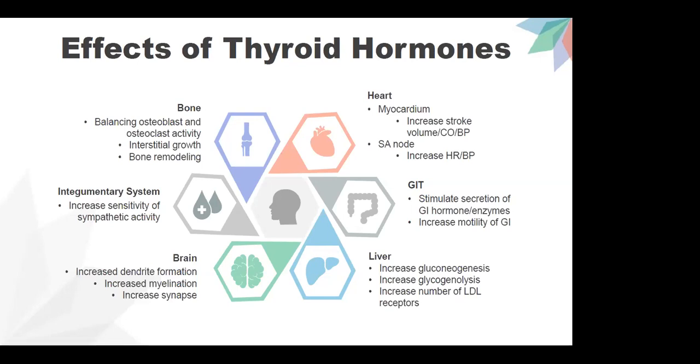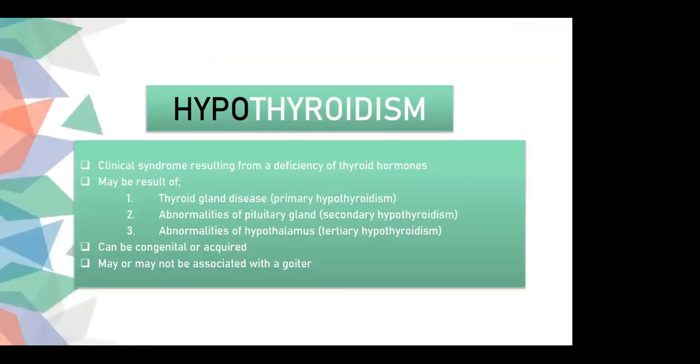It also affects the development of the brain by increasing dendrite formation, myelination, and also synapses. For the integumentary system, thyroid hormone increases sympathetic activity, which increases sweating and helps our body cool down. And as for the bone, thyroid hormones balance osteoblast and osteoclast activity of the bone, and are also involved in interstitial growth and bone remodeling. I'm sorry if my connection is slow.